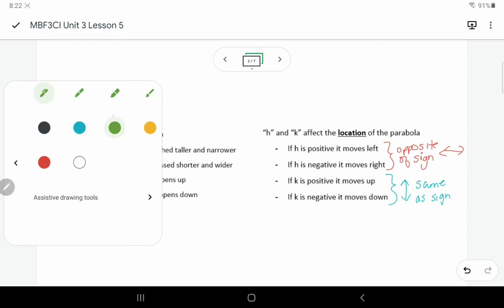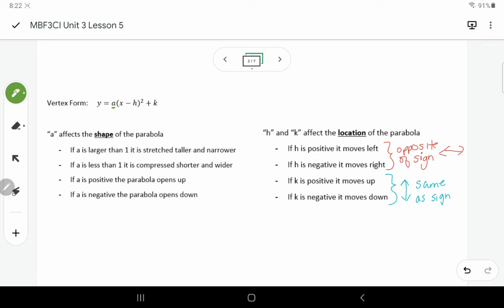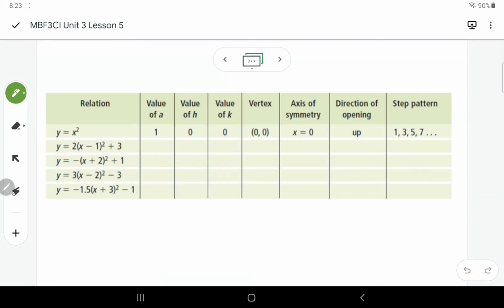The other piece, the A value, so that A value in front, that affects the shape of the parabola. So it's not just where the parabola is, but it can also make the parabola a different shape. So remember that if we had bigger numbers, so larger than 1, it's stretched taller and narrower. So you're going to have like a tall, narrow parabola. If it's less than 1, like a 0.5, it's going to be wider out like that. If A is positive, it's opening up. And if A is negative, it's opening down. So that was all from yesterday.